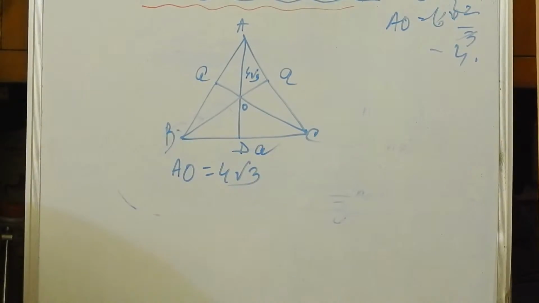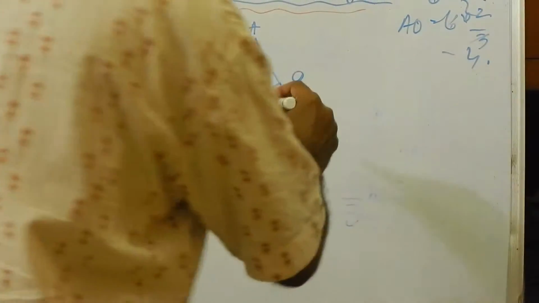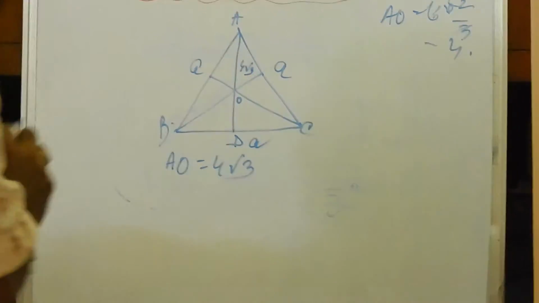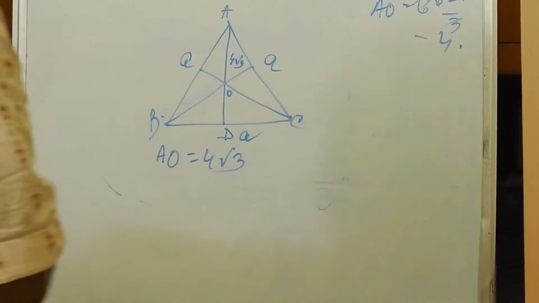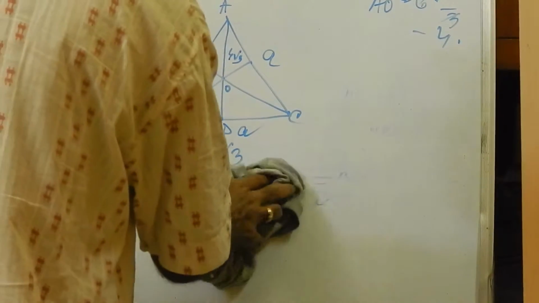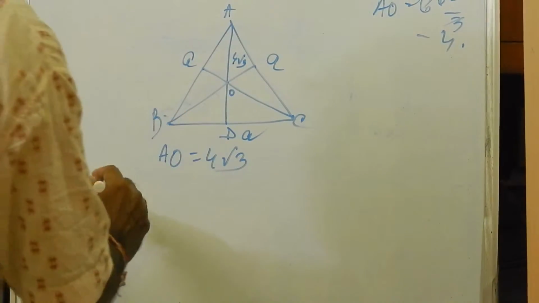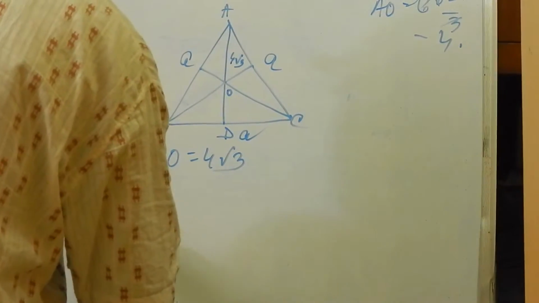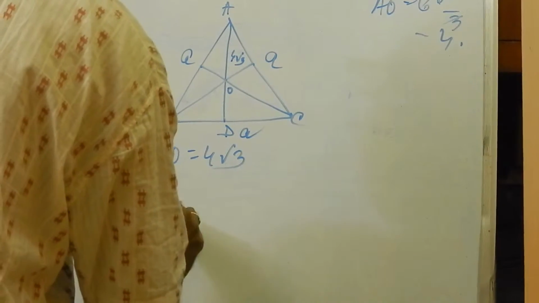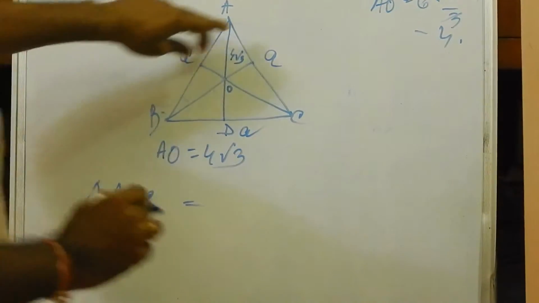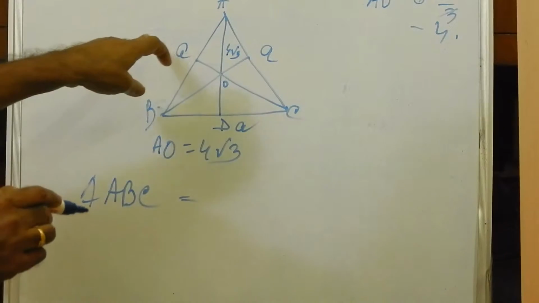And what is wanted here? What is the area of the triangle? Now we know for an equilateral triangle ABC, we took the length of the sides as A.